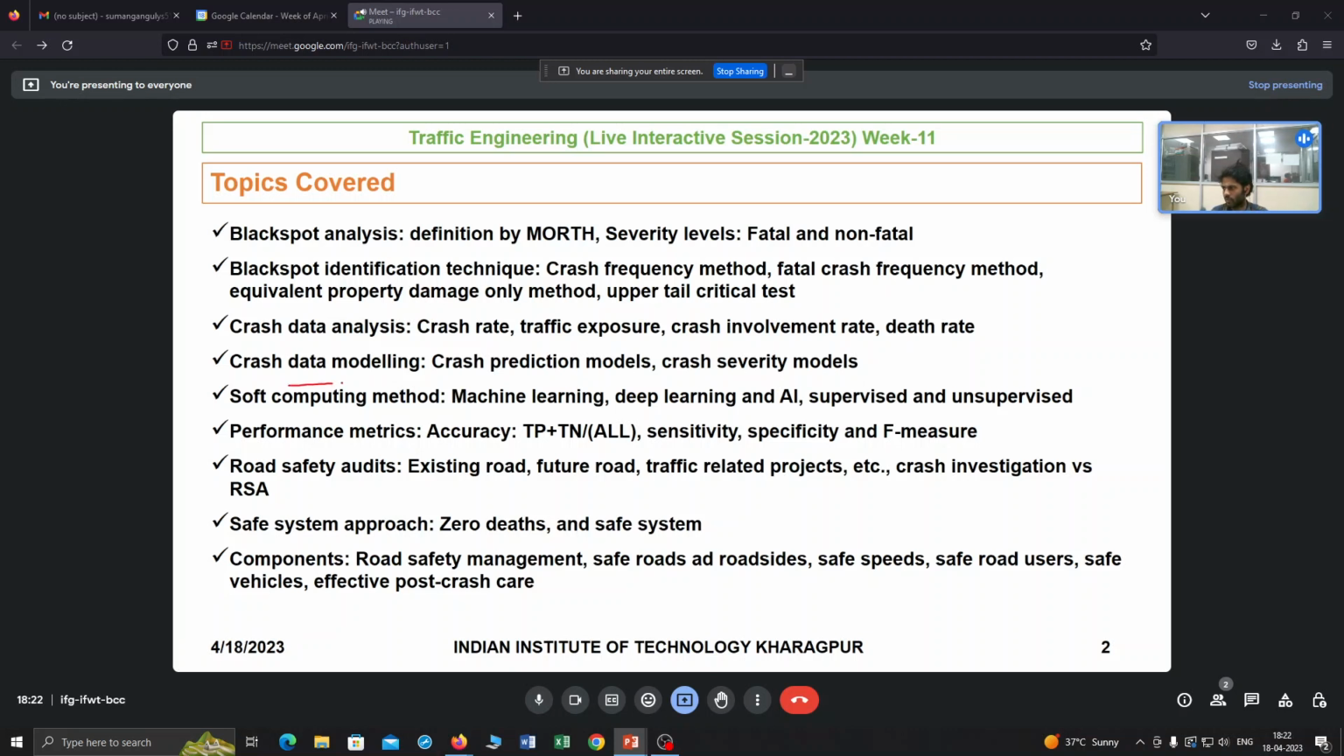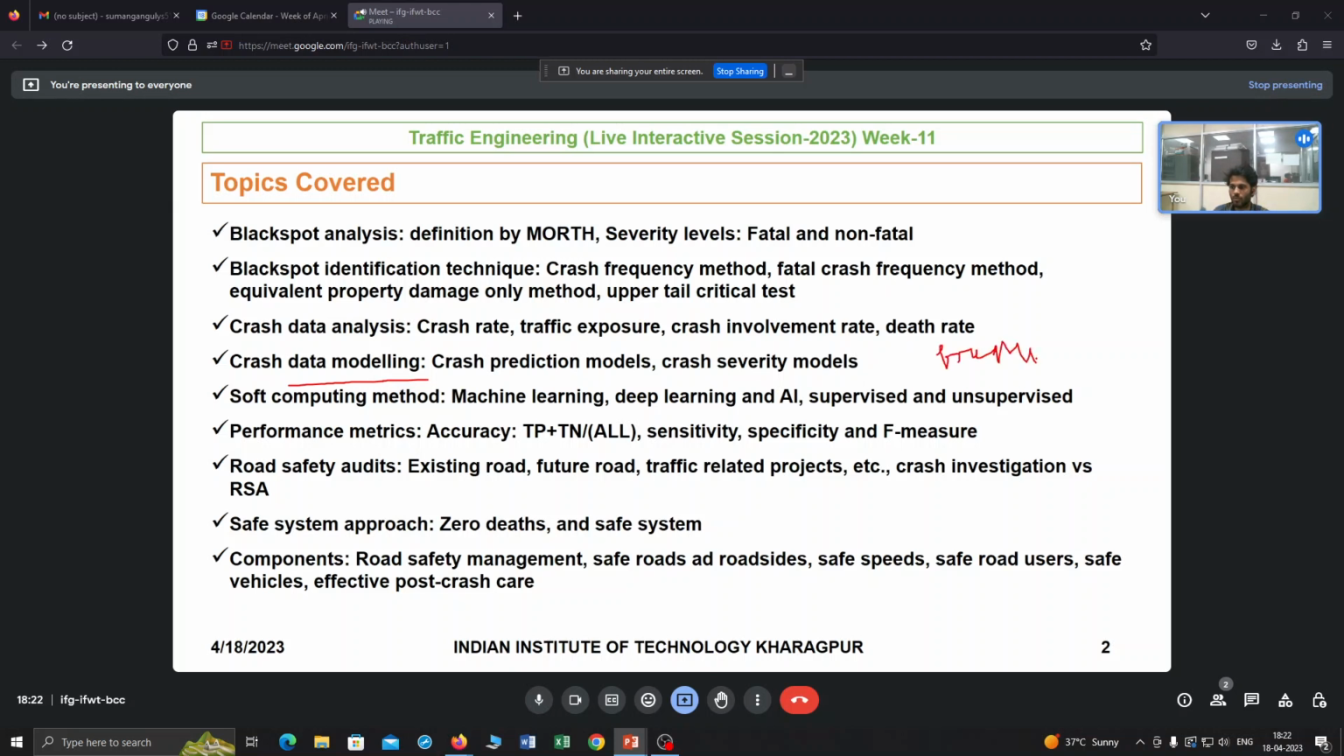Okay, so crash data modeling. Now you have crash data, and you want to model the crashes so that you have a good prediction model, so that you can predict in future the crash probability at a particular location. So crash prediction actually means crash frequency.